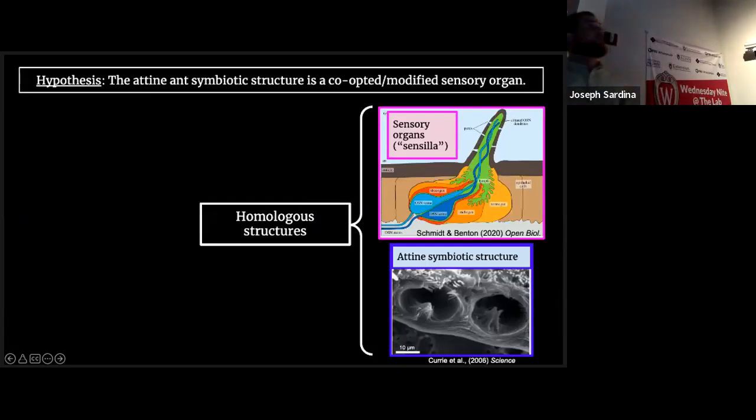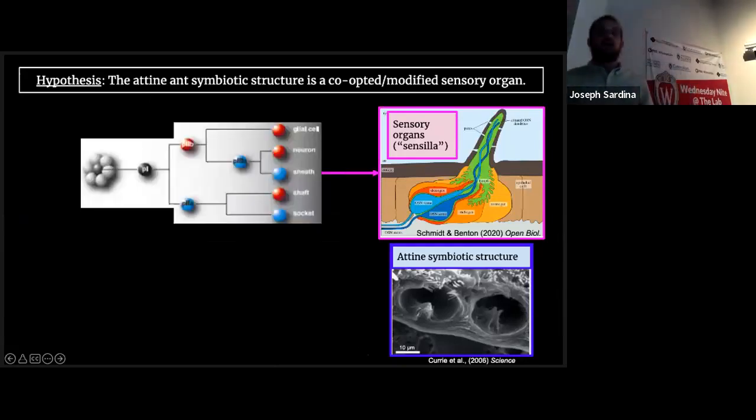To approach this question of homology, I'm using what I had mentioned before, this Evo-Devo approach. With the Evo-Devo approach, I would compare the developmental blueprints of the sensory organ to that of the attine ant symbiotic structure. By developmental blueprint, I mean the step-by-step cellular divisions, including the final differentiation of each component of the structure, as well as the key genes and proteins that are involved in each of these steps.